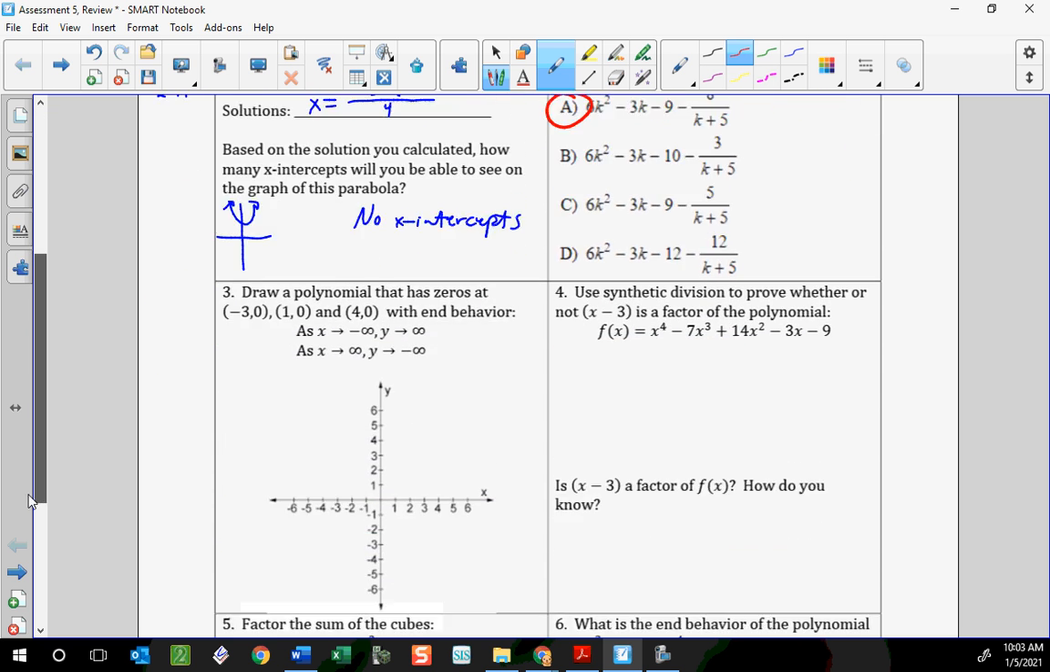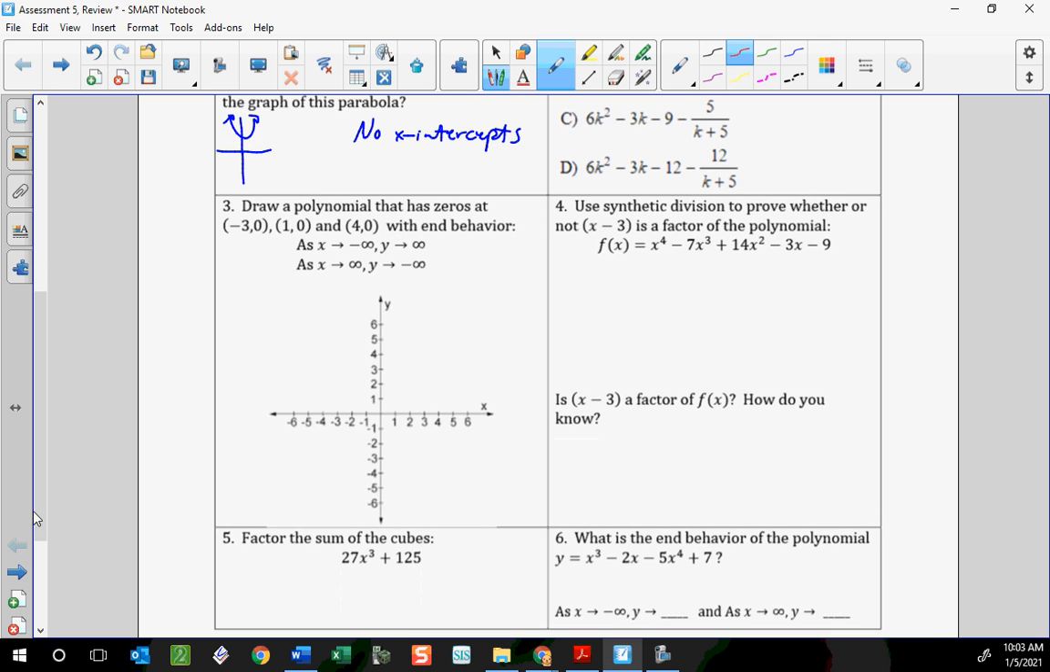Alrighty, so going on to number 3. Draw a polynomial that has zeros at -3, at 1, and at 4. And it has to have this end behavior. So as x goes to -infinity, the y value goes up. So that means the left side goes up, and as x goes to +infinity, the y value goes down. So the right side goes down. So basically know that the left side, after it touches the x-axis here, it goes up. The right side, after it touches here, goes down. And there could be more to it, but this is what has to happen.